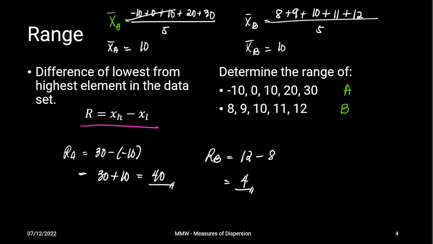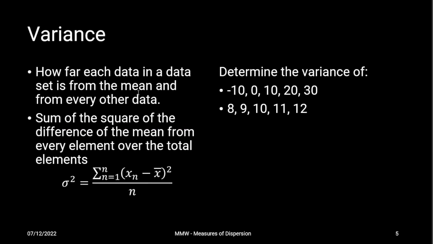Meaning the second data set is closer to each other and to the mean itself. Why? Because the range is just 4. The other one is 40, so the data are too far from each other. That is what the range wants to tell us. It is just the difference between the highest and the lowest element. Next, let's talk about the variance. The variance tells us how far each data point in a data set is from the mean and from every other data point.